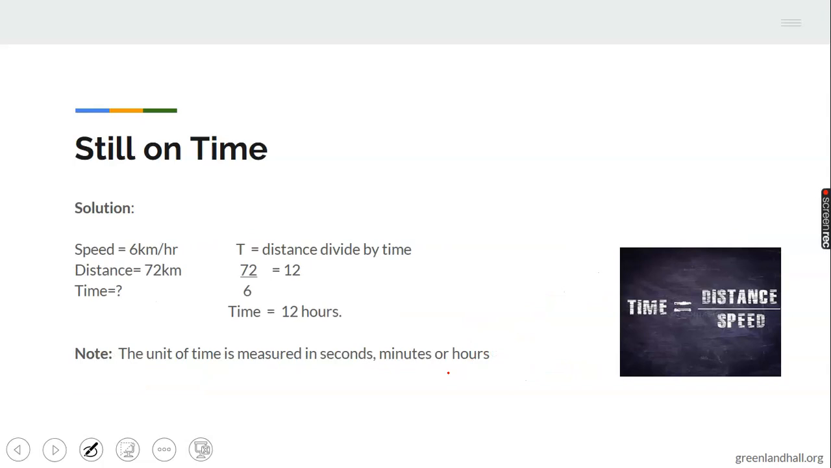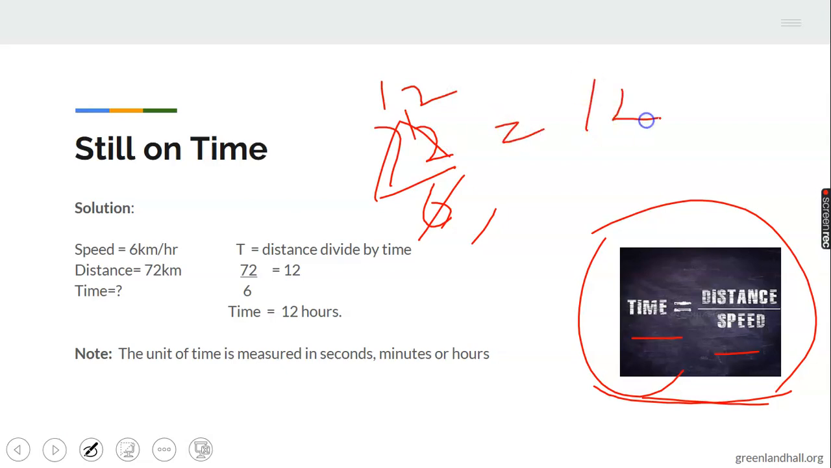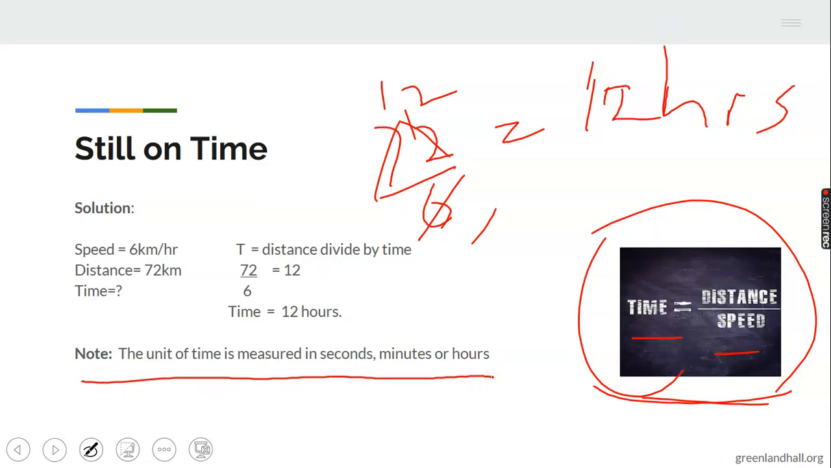Now I've shown you that time equals distance over speed. You can note it's very boldly written here. They've given us distance, which is 72, and speed, which is 6. So you divide it. 6 into 7 is 1, remaining 1, bring down 2, 12, 6 into 12 is 2. Your answer is 12 hours. Don't forget, time is measured in hours, seconds, and minutes.